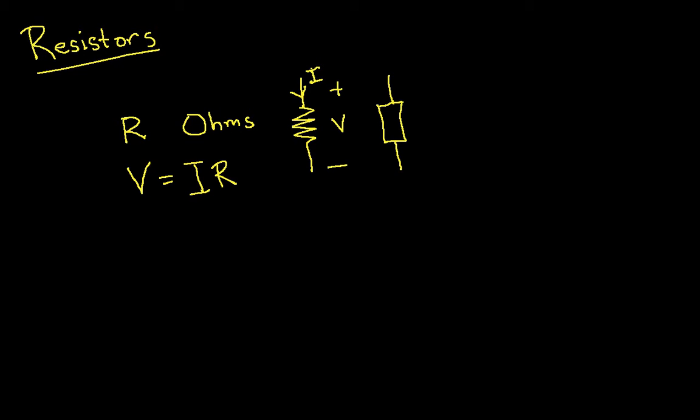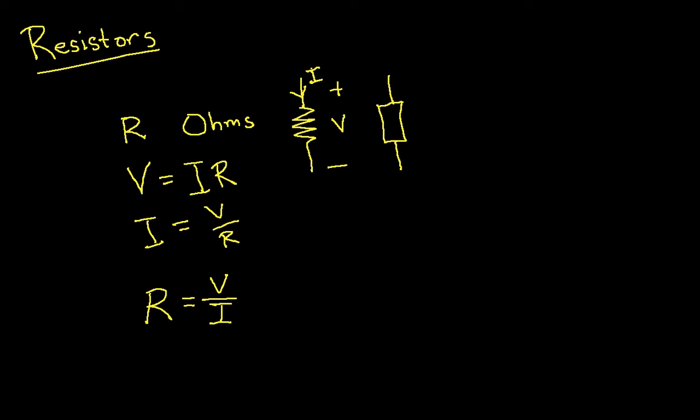We can manipulate this algebraically to also say that I is equal to V over R. So if I were to give you voltage and resistance, you could compute current. And sometimes, we don't do this that often, but sometimes our goal is to determine what a resistance is. And so if we can measure voltage and current, we can say that the resistance is the voltage over the current. So those are all examples of Ohm's law.